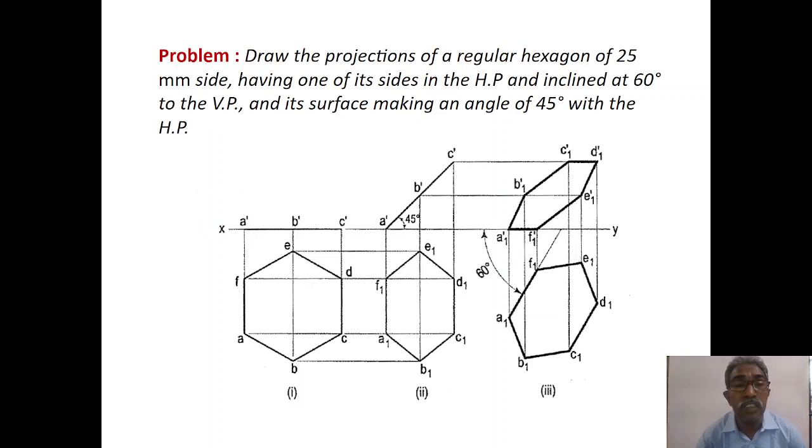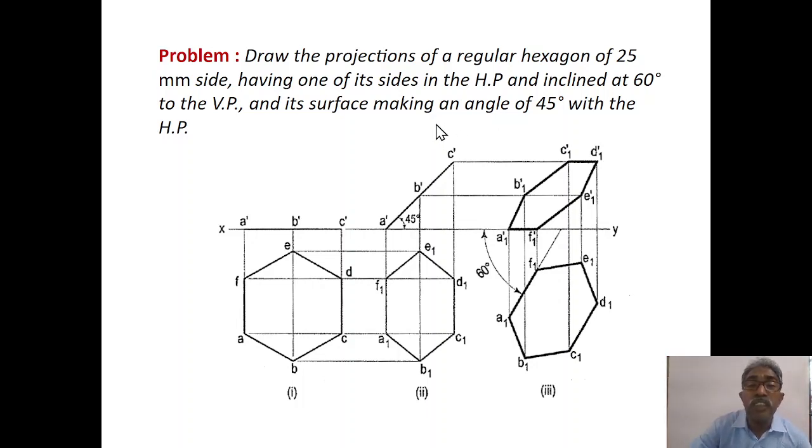So here I will take a question directly. Draw the projection of a regular hexagon of 25 millimeter side, having one of its sides in the horizontal plane inclined at 60 degrees to the vertical plane, and its surface making an angle of 45 degrees with the horizontal plane. From the given question, see the surface inclination. Here the surface is making 45 degrees with the horizontal plane, and additionally one of the sides is making 60 degrees to the vertical plane. So the plane is inclined to both the horizontal plane and the vertical plane. Therefore, you have to solve the problem in 3 stages.